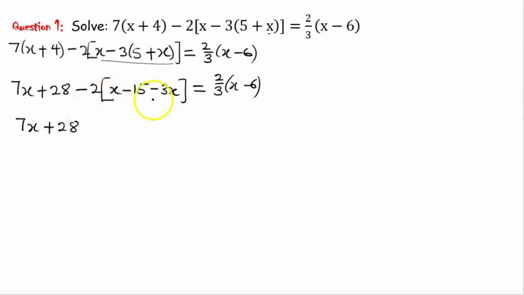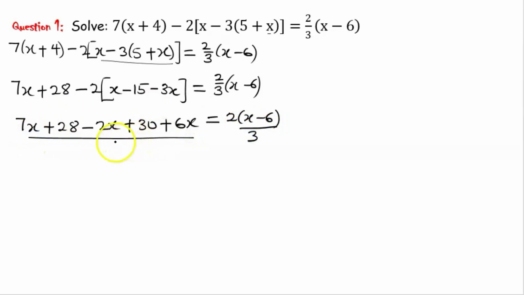Now, we have to remove this rectangular bracket by using this negative 2 to multiply every expression inside it. So we are going to have negative 2x positive 30 and also positive 6x is equal to, this is the same thing as saying 2 into x minus 6 divided by 3. This can also be said to be over 1. All of them, you can make it that way.